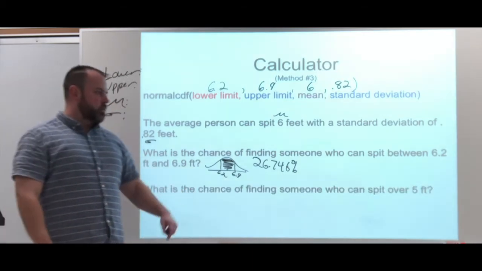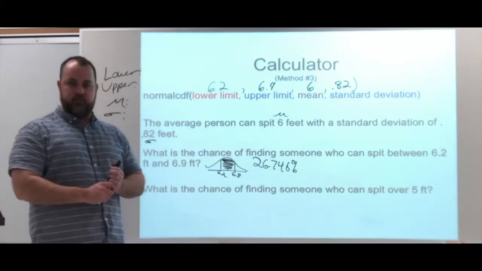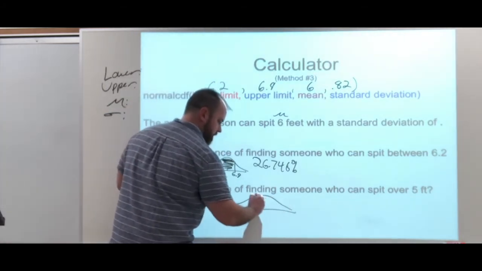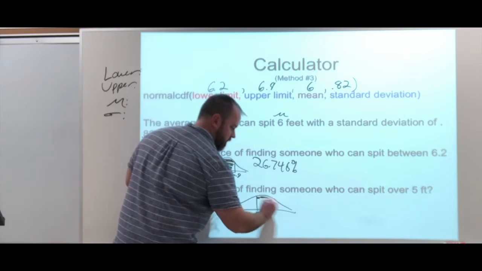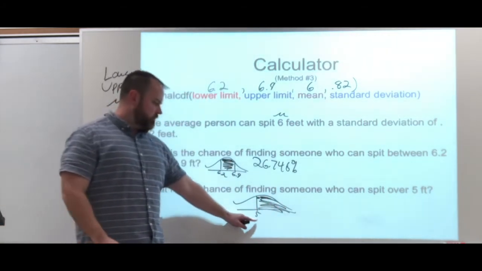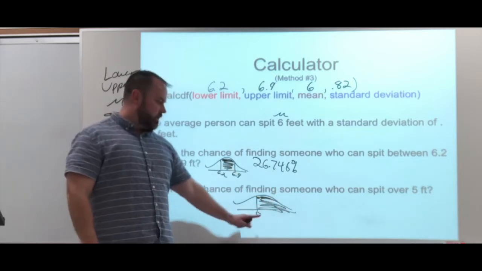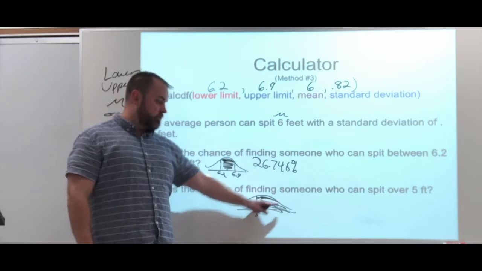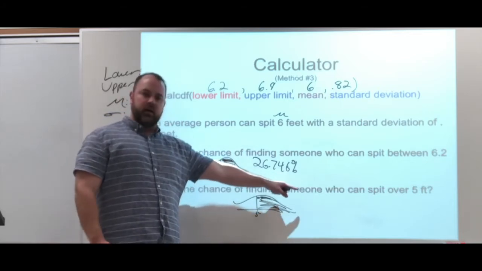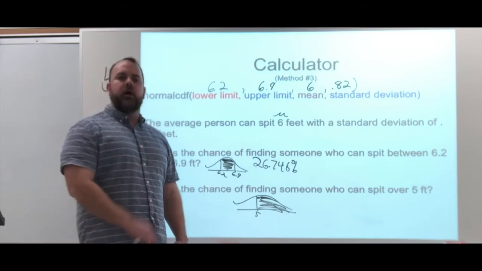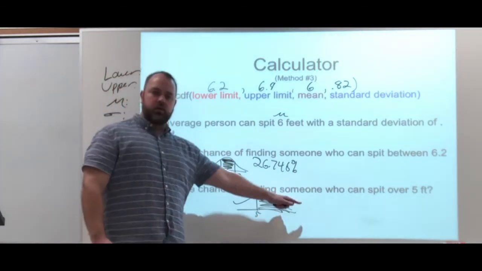What's the chance of finding someone who can spit over 5 feet? There's my curve in that case. There's my 5, and it's going up. The 5 is the lowest number, so that is my lower boundary. My upper boundary, actually, there is none. It goes on forever. Realistically, can someone spit forever? No, but looking at my chart, it could go on forever.